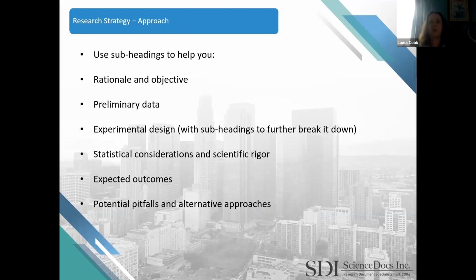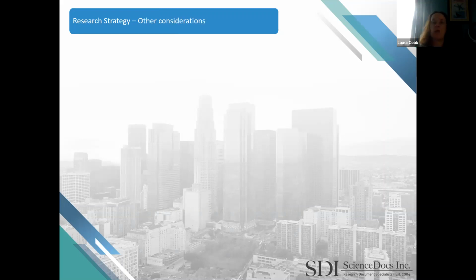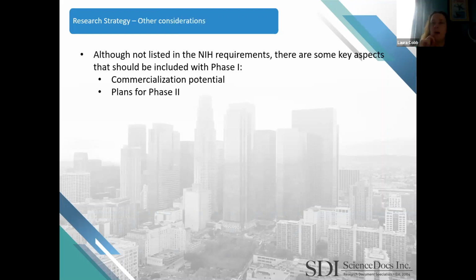So once you've described your aims, you want to end your phase 1 proposal with a brief paragraph on what you would do in phase 2 after successful completion of phase 1. And this section could also include your longer term goals.